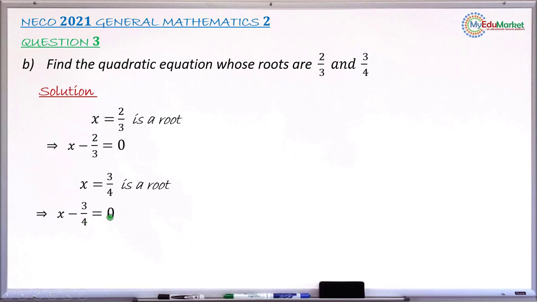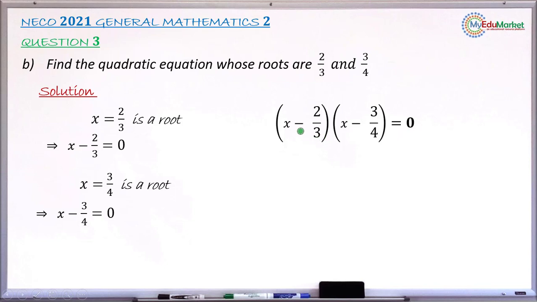So you now have two expressions for 0. X minus 2 over 3 is the same thing as 0, and x minus 3 over 4 is also the same thing as 0. So if I multiply two zeros, eventually I must get a 0 as the final answer. So which means if I take the left-hand side x minus 2 over 3, put it in one bracket, and take the left-hand side of the other expression, x minus 3 over 4, put it in another bracket, and multiply the two brackets, I must have 0 as my result.